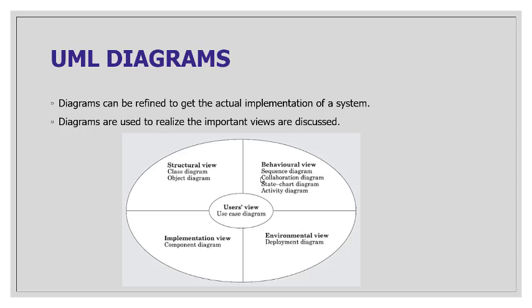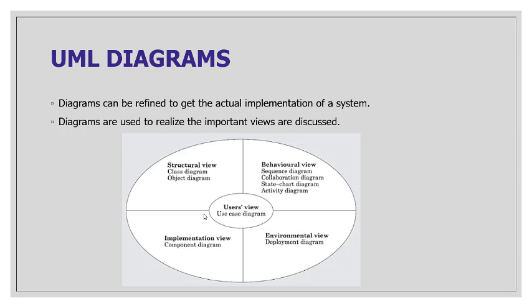Then the behavioral view. The behavioral view captures how the objects will interact with each other in time to realize the system behavior. These are the sequence diagrams, collaboration diagrams, state chart diagram, and activity diagram. These diagrams help to find out the behavioral view of a system. The system behavior captures the time-dependent behavior of the system, and it therefore constitutes the dynamic model of the system.